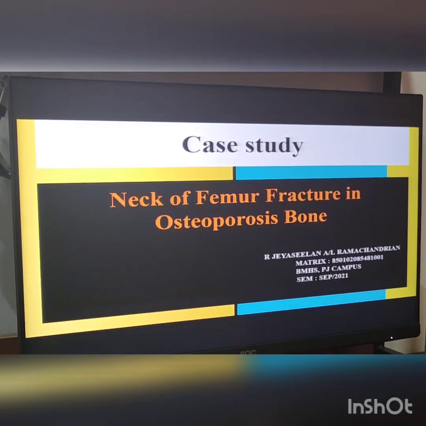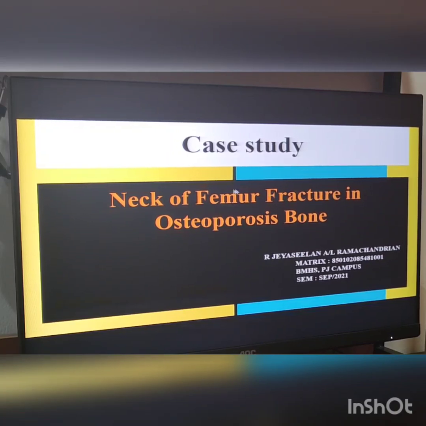My name is R. Jaya Siglan. I am a Bachelor of Medical Health Science student in OUM PJ campus. I am in semester 6, which starts from September 2021.